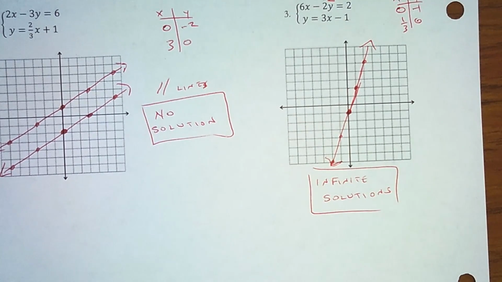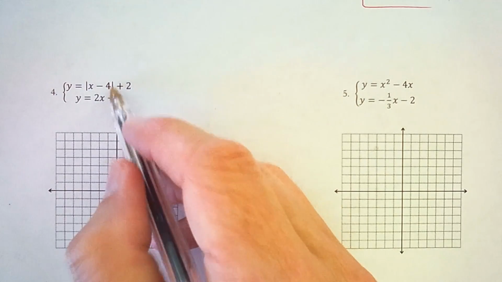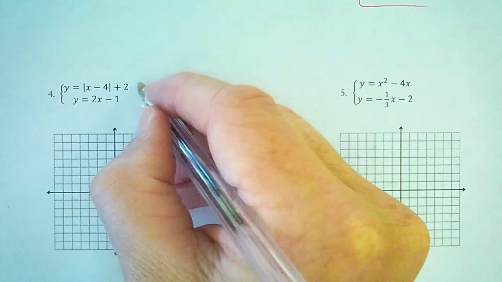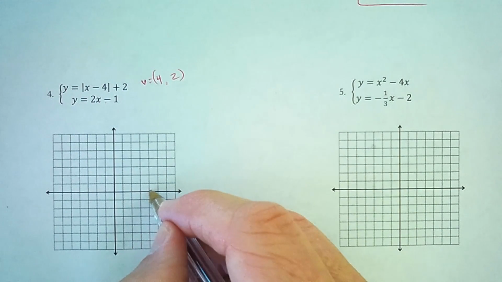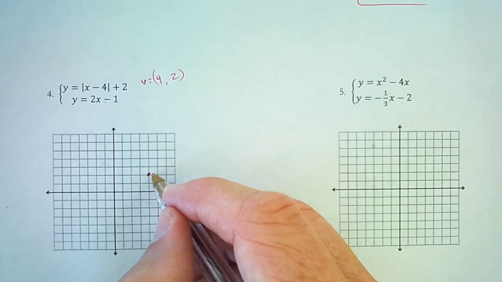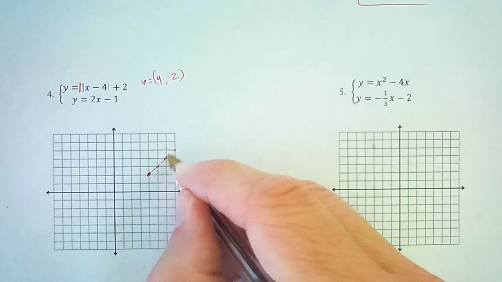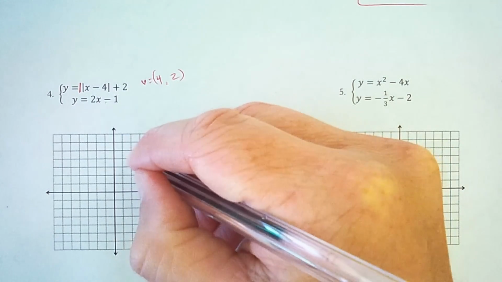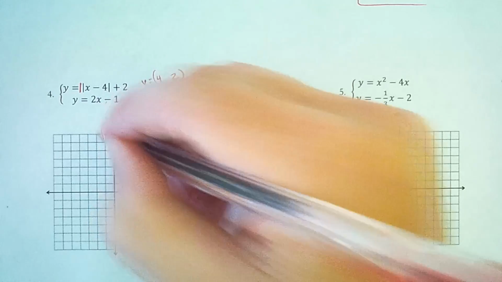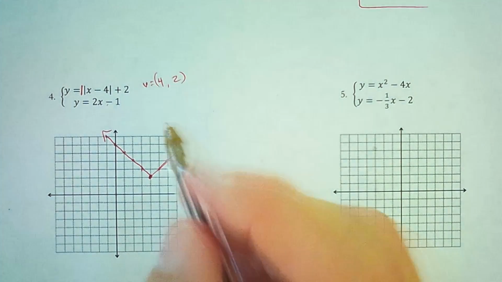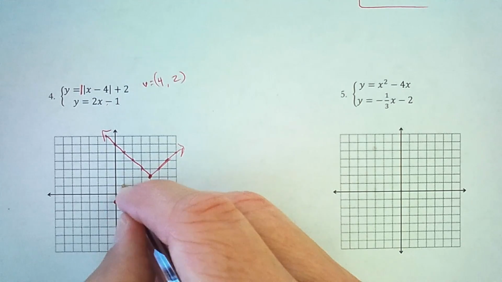Next, I've got an absolute value and a line. So the absolute value is going to have a vertex at positive 4, 2, right 4, up 2, and it's going to have a slope on the right side of 1, which means the slope on the left side is negative 1. Okay, so there's the first function. The second function has a y-intercept at negative 1 and a slope of 2.